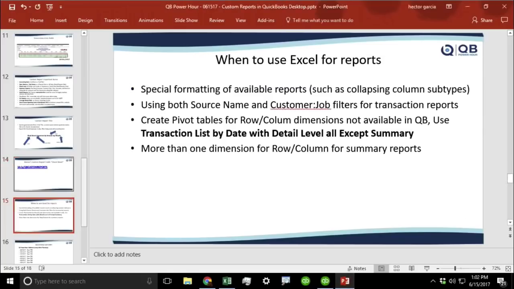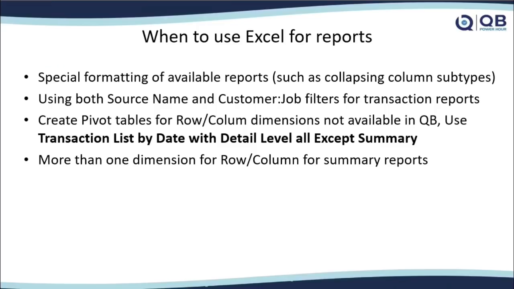All right. Okay, so let's jump onto why or when I will use Excel. These are my important bullet points on when to consider using Excel. Number one is formatting that QuickBooks can't do, such as collapsing column subtypes. I can explain that. It's one of my huge pet peeves that QuickBooks doesn't do that. Something you can only do in Excel. Anytime you want to use maybe the vendor or customer job as a source detail type of stuff, as I mentioned, QuickBooks cannot do that.